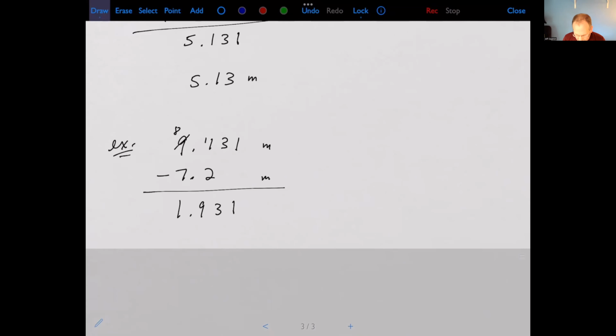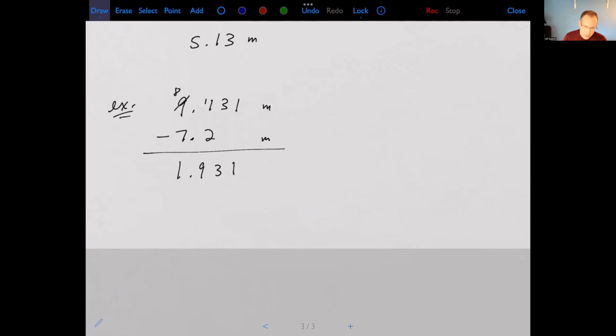But again, I can't keep all of those digits. So what do I round to? Well, it looks like in this case that the number with the smallest number of decimal places is 7.2. So I need to round this to 1 decimal place. So this would be 1.9 meters. So in this case, I rounded to 1 decimal place.